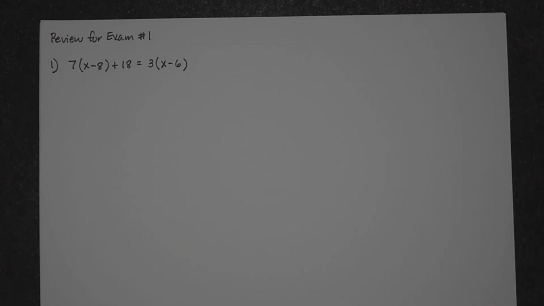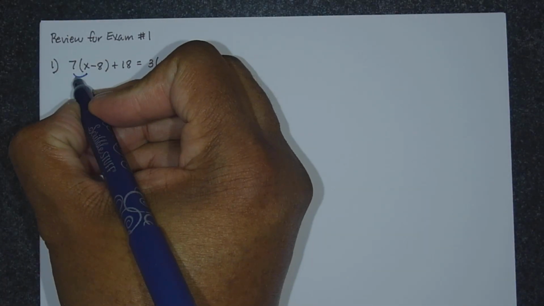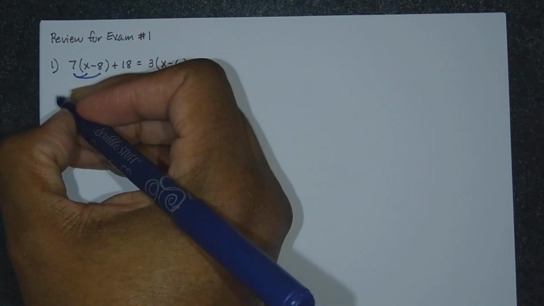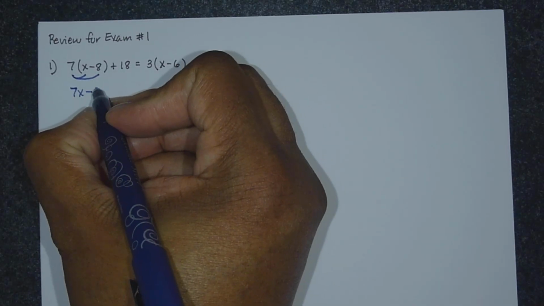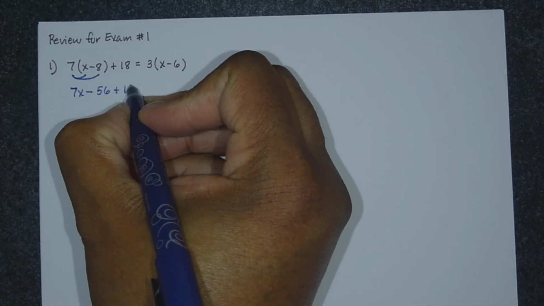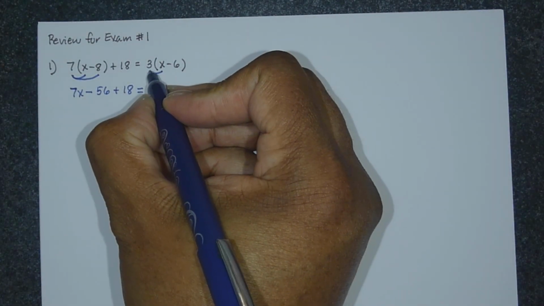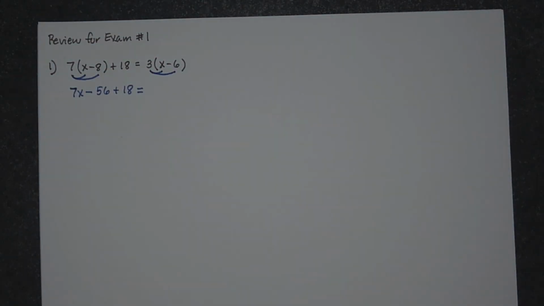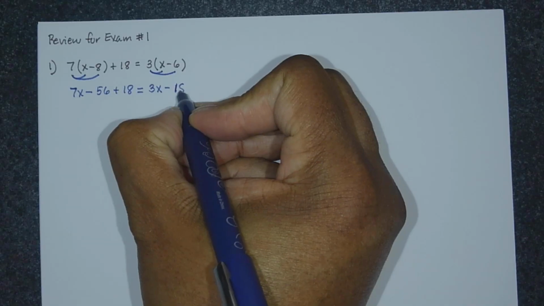So the first thing I need to do here, on each side, is remove the parentheses and combine like terms. If I distribute the 7 over the x minus 8, that's 7 times x, which is 7x, minus 7 times 8, that's 56. Then bring down the plus 18, and that's equal to. And if I distribute the 3 over the x minus 6, 3 times x is 3x, minus 3 times 6, that's 18.